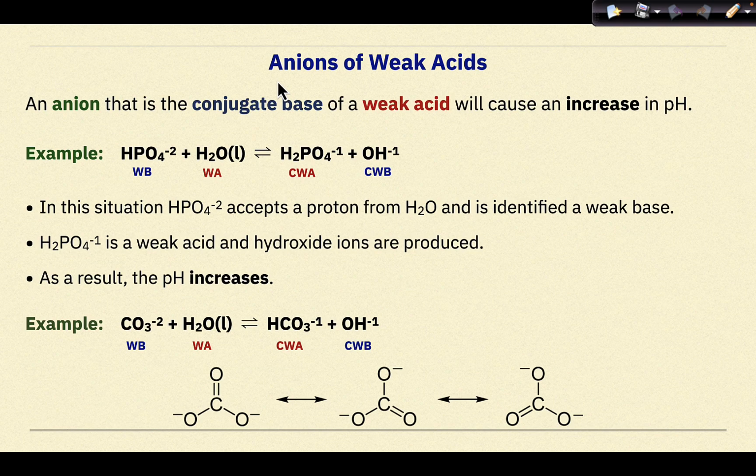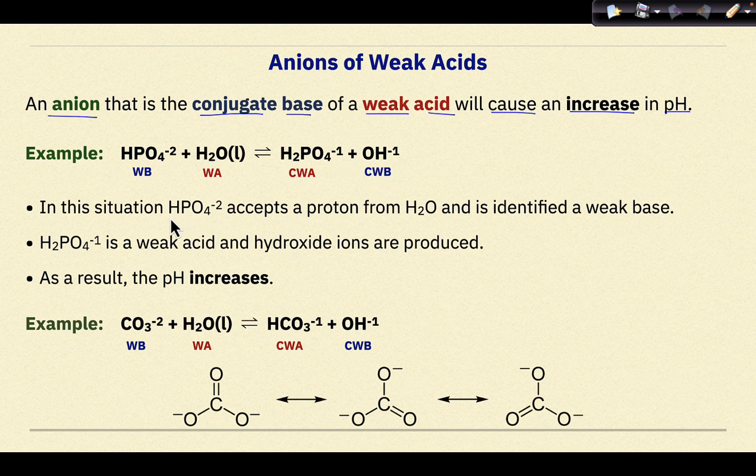Anions of weak acids. An anion that is the conjugate base of a weak acid will cause an increase in pH. In other words, the solution will become more basic. So for example, HPO4-2 reacting with water produces H2PO4-1 and hydroxide ions.